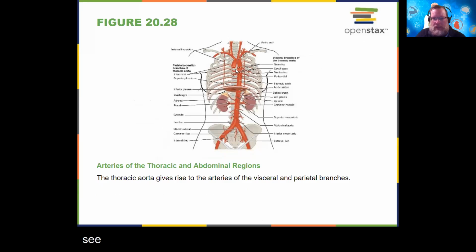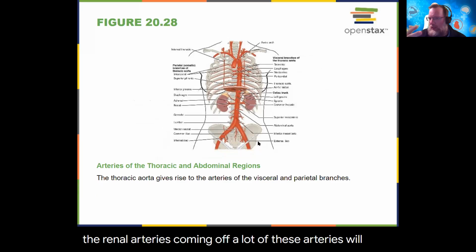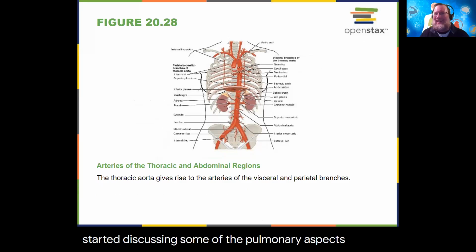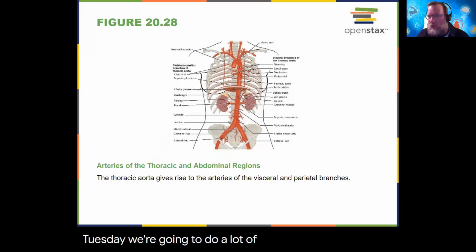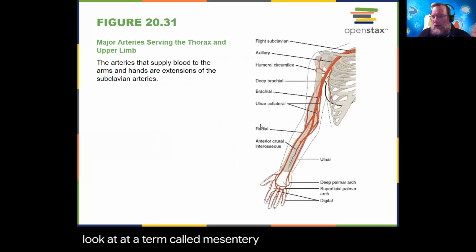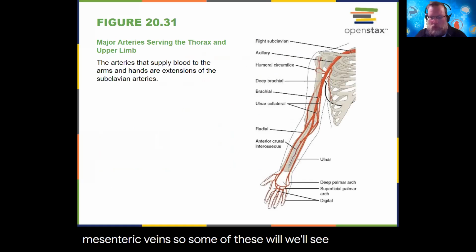And again, we see the descending aorta into the abdominal aorta. We've got the renal arteries coming off. A lot of these arteries we're going to discuss. Obviously respiratory, we've already started discussing some of the pulmonary aspects. Next Tuesday, we're going to do a lot of your abdominal viscera and your guts with the GI tract. So we're going to look at a term called mesentery, mesenteric arteries, mesenteric veins. Some of these we'll see in more detail coming up.